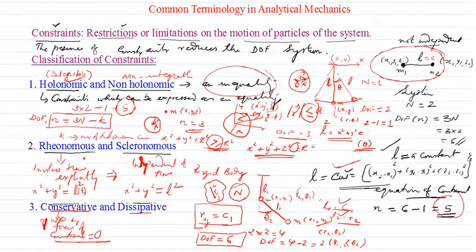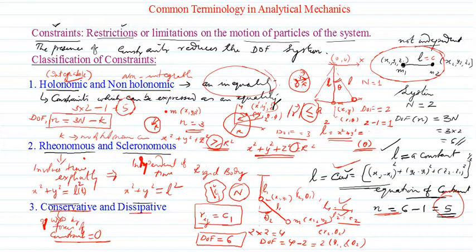And the answer we obtained, 5, is the same as with direct logic. So you have to reduce the degrees of freedom by the number of holonomic constraints, and non-holonomic constraints will in no way affect the already present degrees of freedom. So that is about this topic.